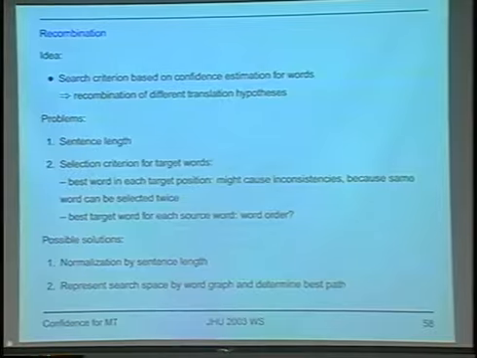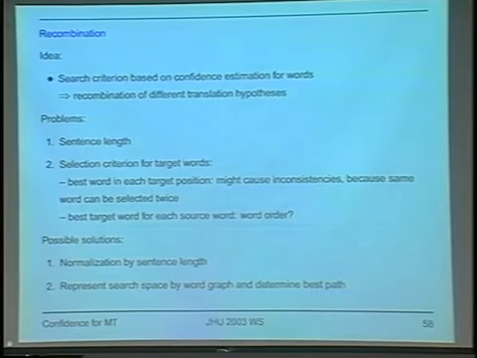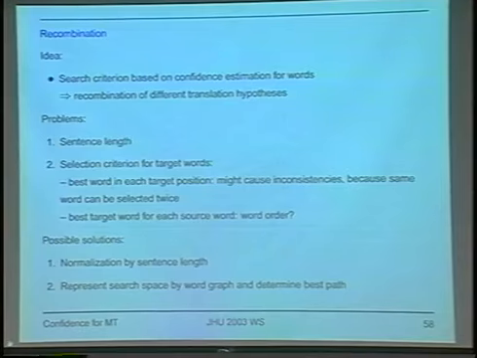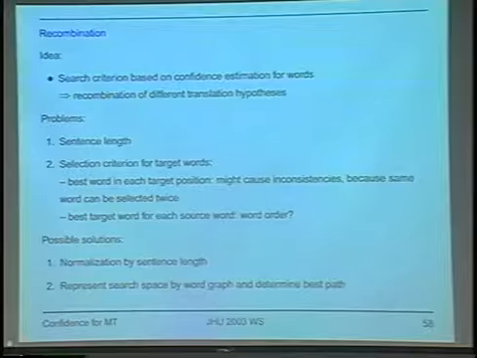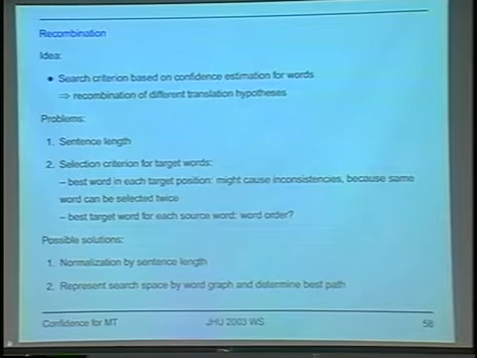Now the question is how we're going to apply them, and we have some ideas that we want to explore after the workshop. So the idea is to use a search criterion that is based on this confidence estimation for the words or for the sub-sentence level, and then we can try to recombine different translation alternatives and get hopefully a better translation out of those.